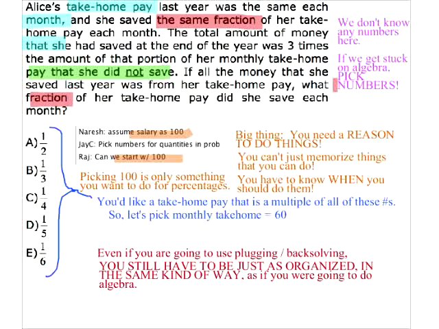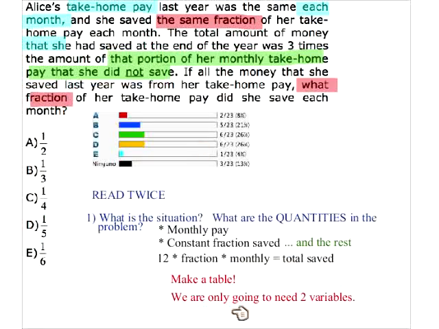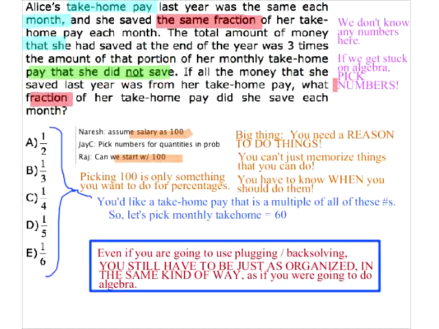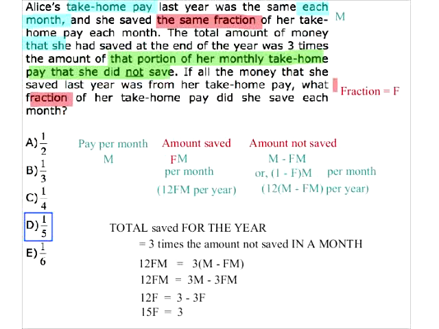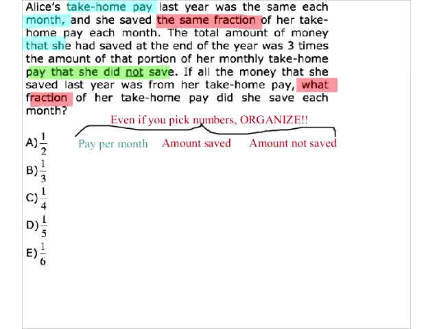So let's show this kind of solution, but again, you have to start by organizing in the same sort of way. All the things that we found out on the last slide, we still need. We still need the same kind of table here, even if we're going to pick numbers. So here's the problem. Again, just to be redundant for the sake of emphasis, you still need to do that, even if you pick numbers. Organize. Read twice. You gotta know what's going on.